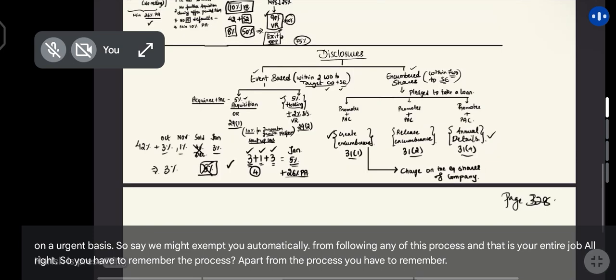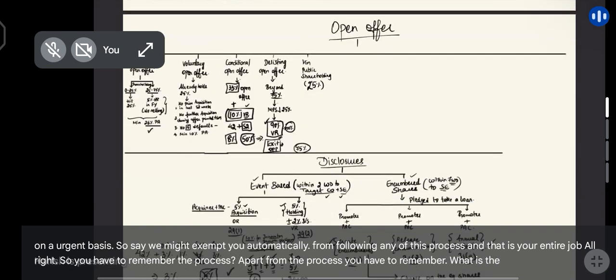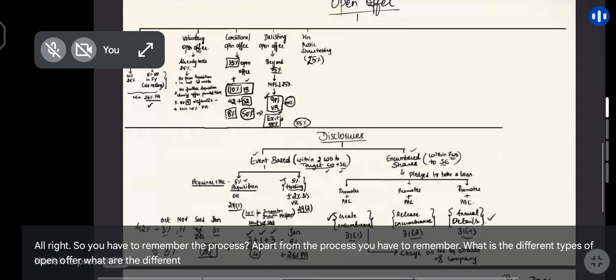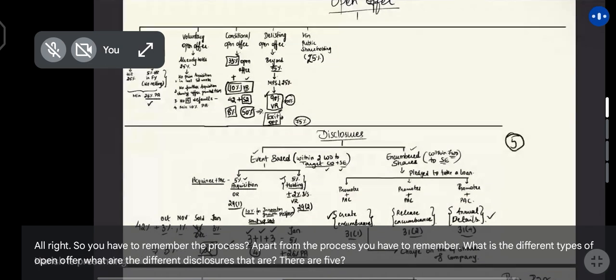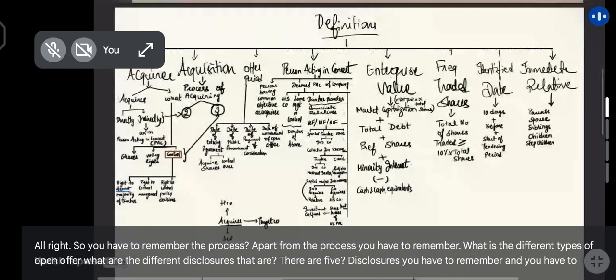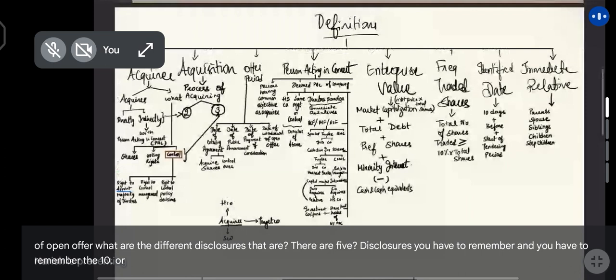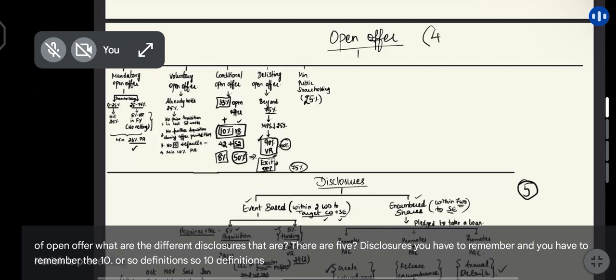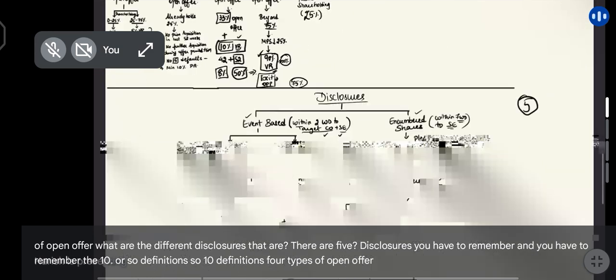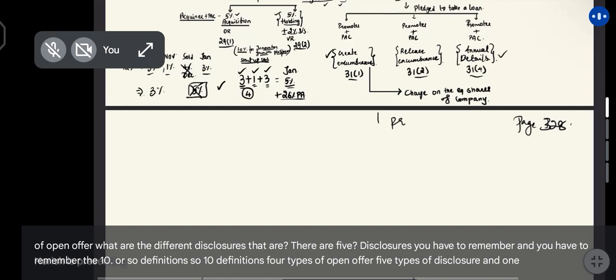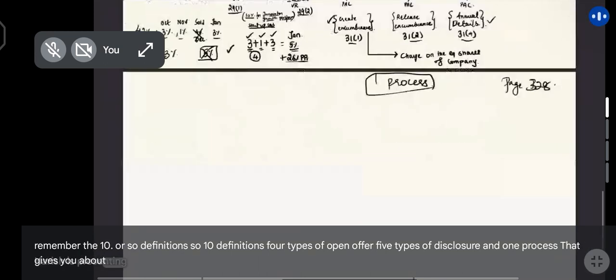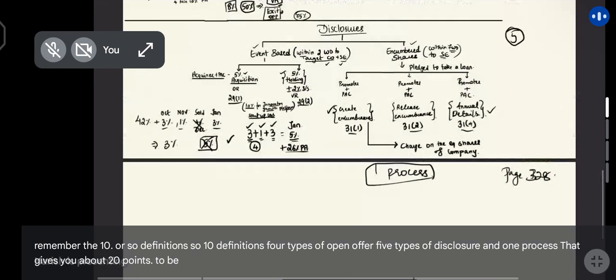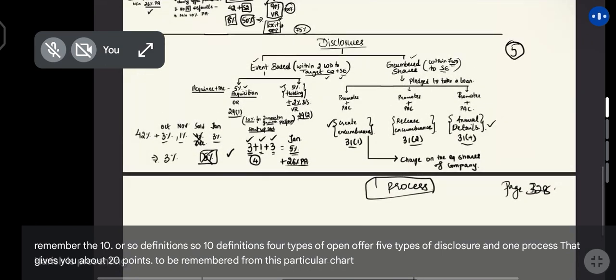Apart from the process, you have to remember what are the different types of open offer, what are the different disclosures, there are 5 disclosures you have to remember, and you have to remember the 10 or so definitions. So 10 definitions, 4 types of open offer, 5 types of disclosure, and 1 process. That gives you about 20 points to be remembered from this particular chapter.